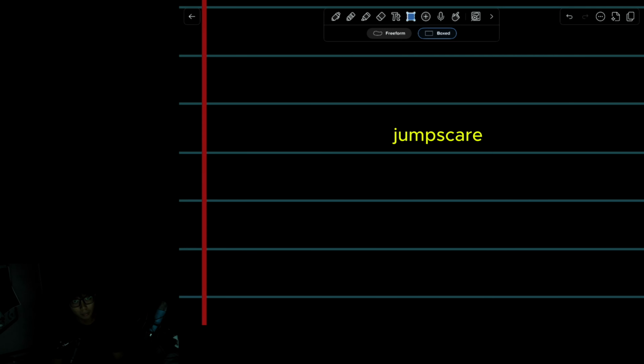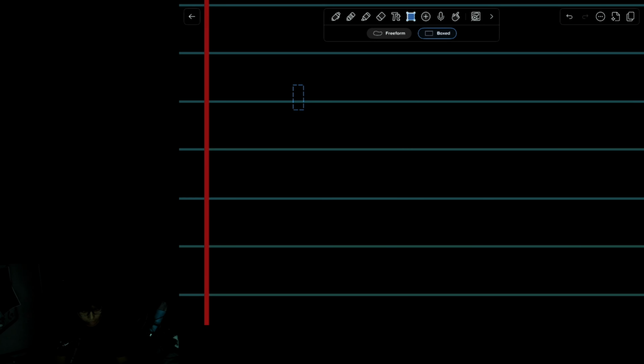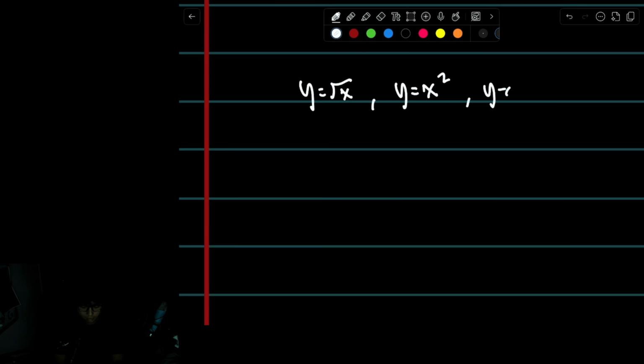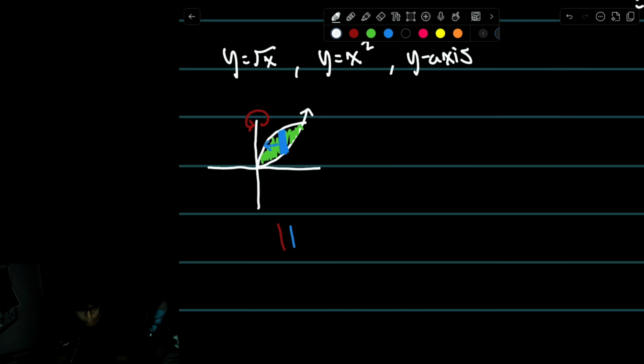I just wanted to do one more problem where our shell method is now bounded by two curves, and it's not too much different because our height is literally just right minus left or top minus bottom. So let's make our two equations y equals the square root of x and y equals x squared, and rotate it about the y-axis. Now we graph these real quick, and this is our region we're finding, rotated about the y-axis. So you can see this rectangle is parallel to the y-axis like this. So we will use the shell method by this given formula.